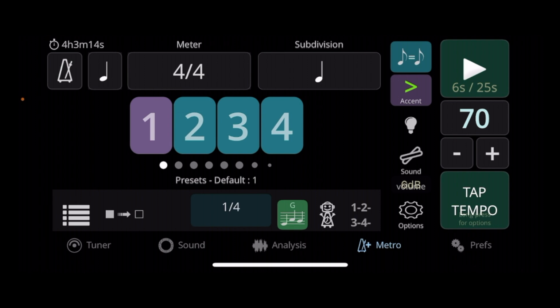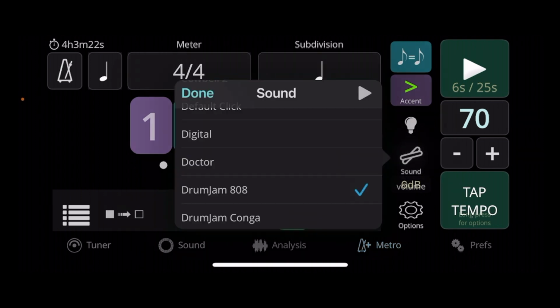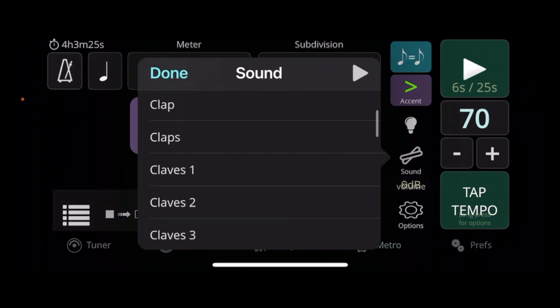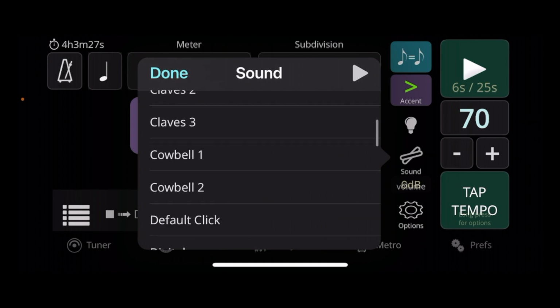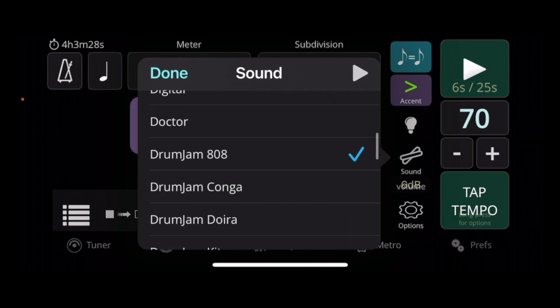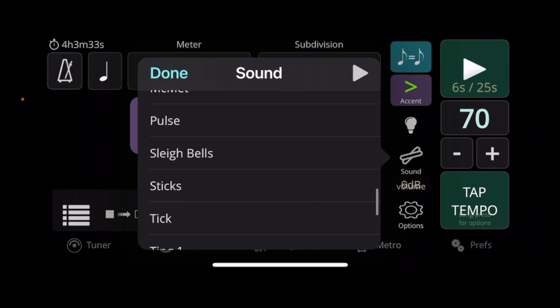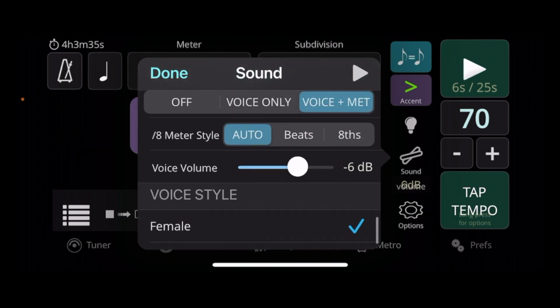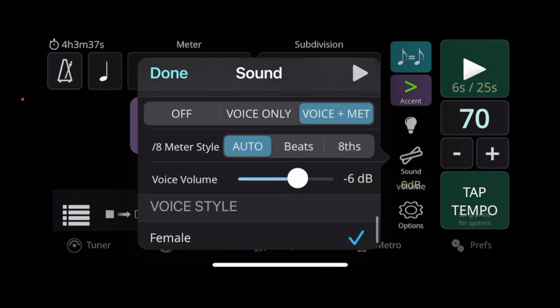If you want to change your click sound, off to the right-hand side you'll see an illustration of 2 claves, and it says the word sound. You click on that, and you can scroll up and down through all these different sounds for your click. This week, I've chosen Drum Jam 808, so we'll see how that one works. But one thing that is really cool, if you scroll all the way down, you can actually have a person counting the beats for you.